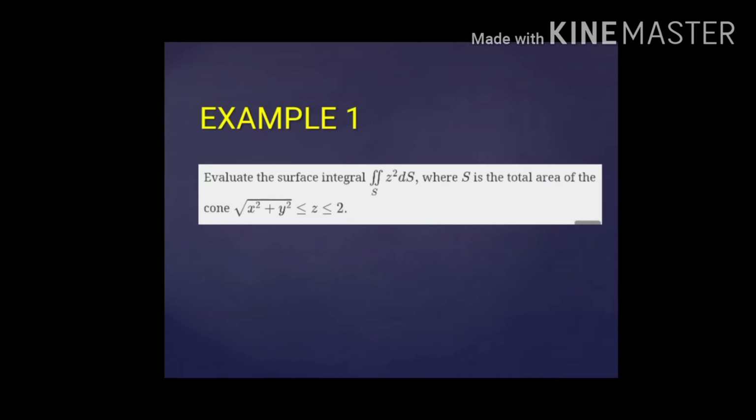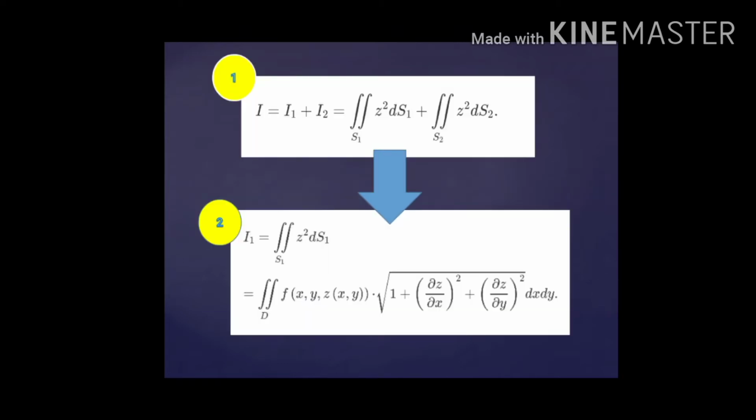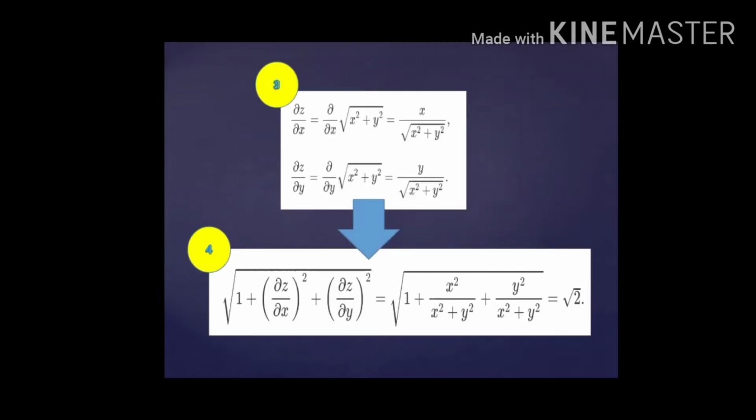First, let S sub 1 be the side surface of the cone, and S sub 2 be its base. We can then write the given integral as the sum of two integrals, shown in picture number 1. Next, find the first integral I sub 1 using the formula in picture number 2. From there, we can find the values of the partial derivatives shown in picture number 3.